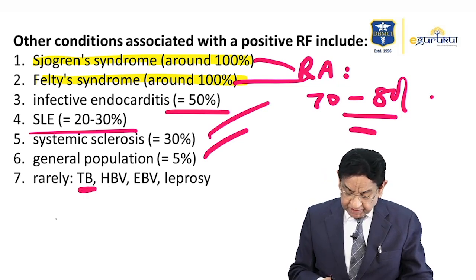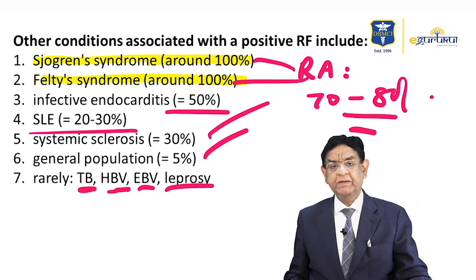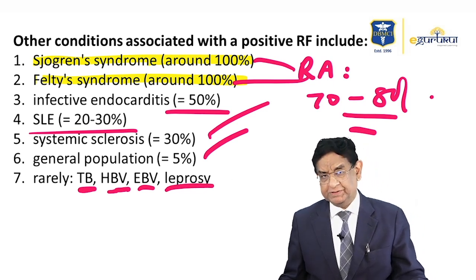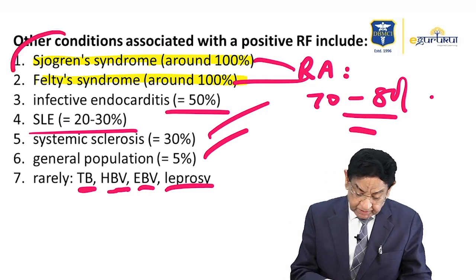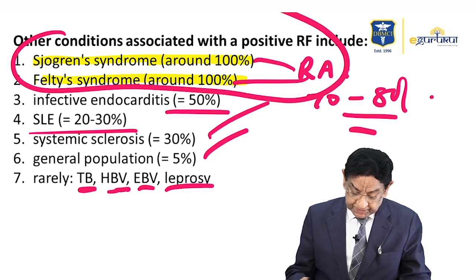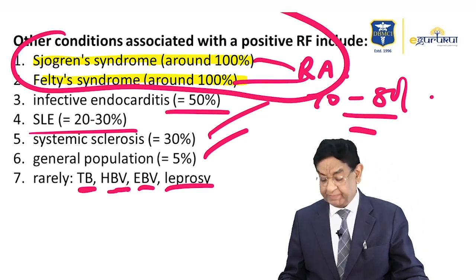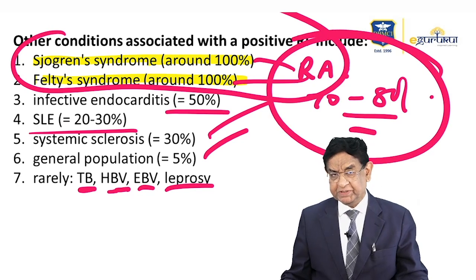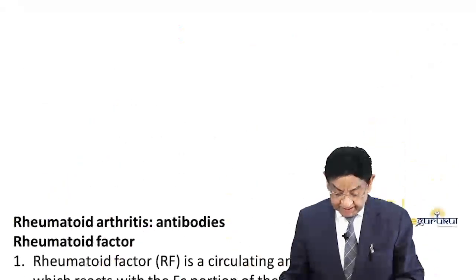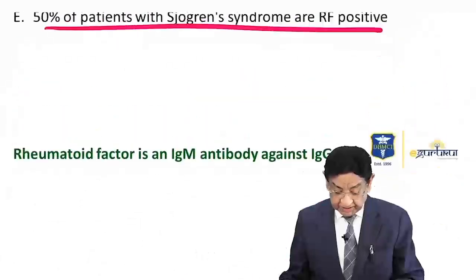Rarely it may be tuberculosis, hepatitis B, Epstein-Barr virus, leprosy. But they are all rare causes. So friend, in this, these two are the most important things. And of course, you should remember, and this also again, in rheumatoid arthritis, it is 70 to 80% of cases. With this background, now let's come to the question we are reading.